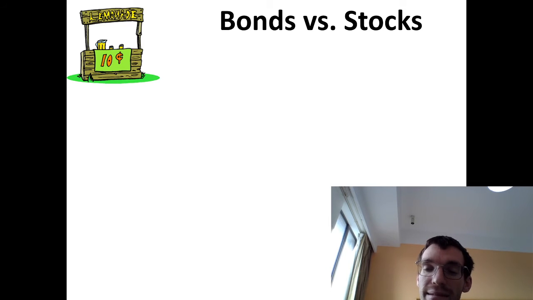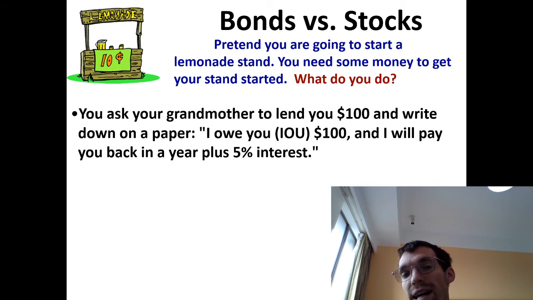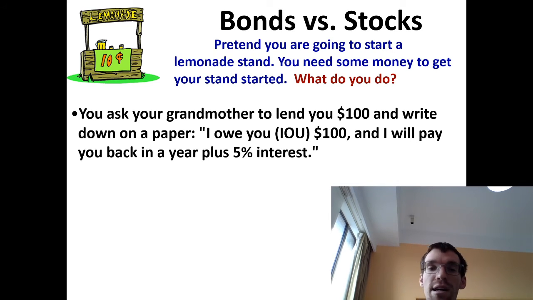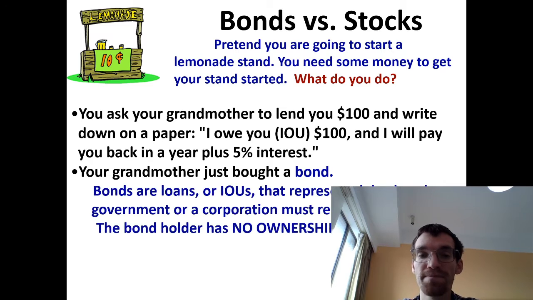Remember, debt, like liability. So let's take a look at if he chose to start this lemonade stand with debt financing. So he goes to his grandma, says, "Grandma, can you give me $100? I'll pay you back the 100 plus I'll give you interest." Okay. Grandma says, "Okay." And she decides to buy a bond, right? She decides to loan the money. Bonds are types of loans or IOUs. Remember IOU, I owe you money. That's just a fun way of writing it.